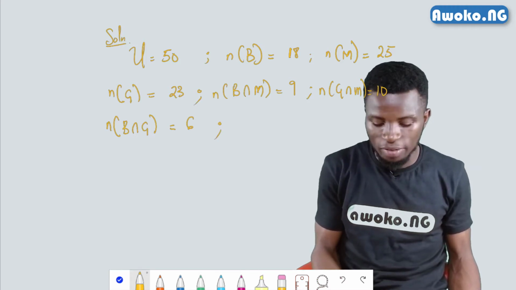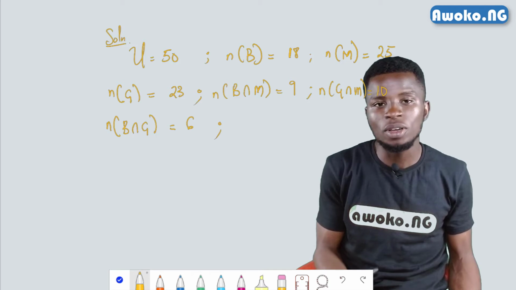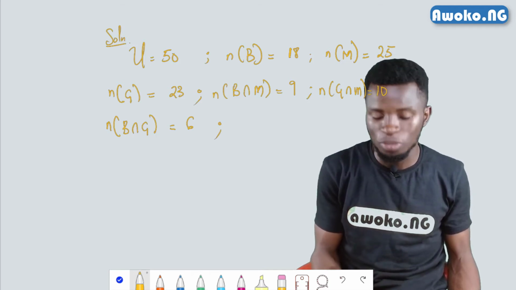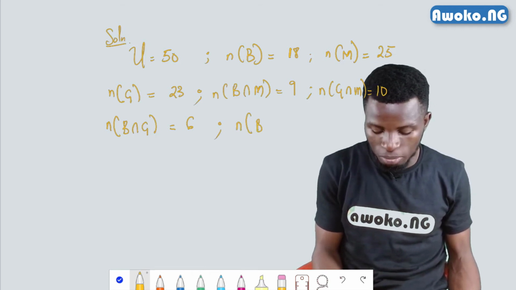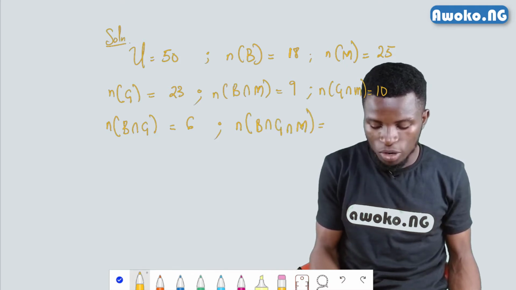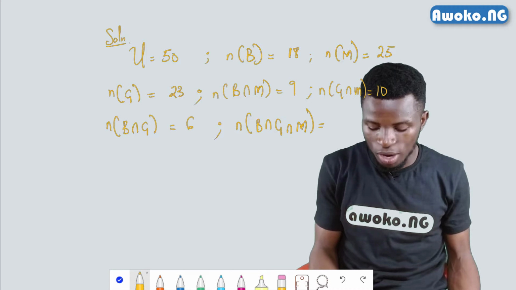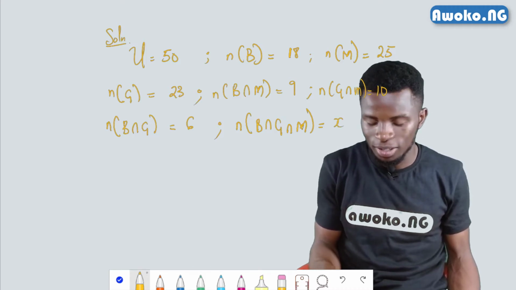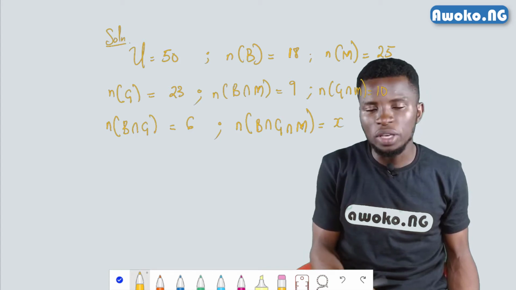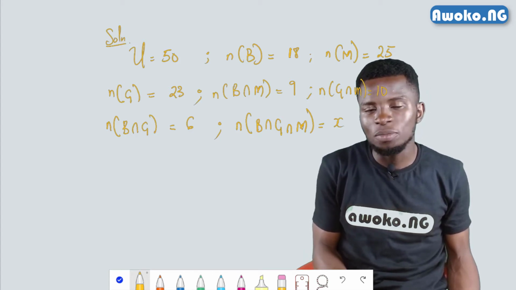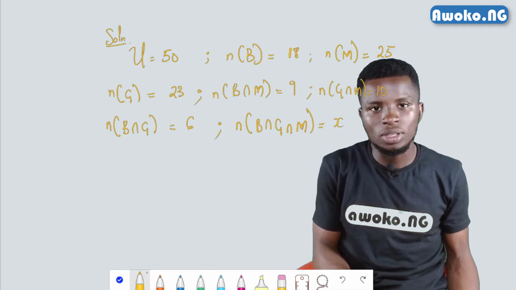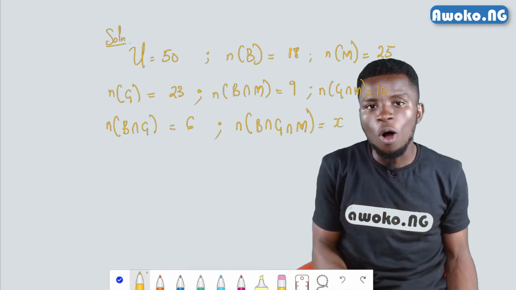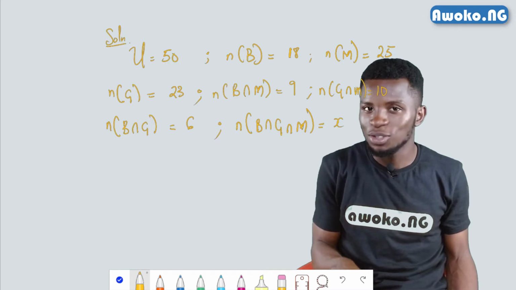Of course, we have the number of students that offer all the subjects, which is the number of biology intersection government intersection mathematics. We're not given it in the question, so we have to use x to denote it. Now, before we draw the Venn diagram, let us calculate the number of students that offer all the 3 subjects.